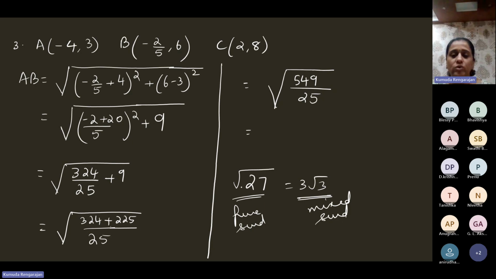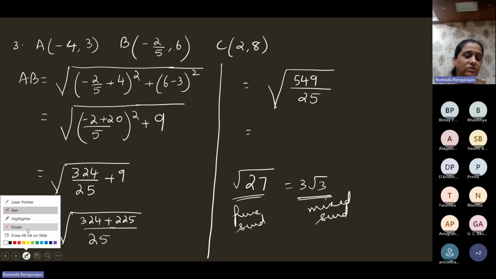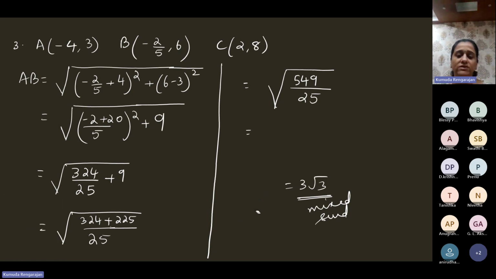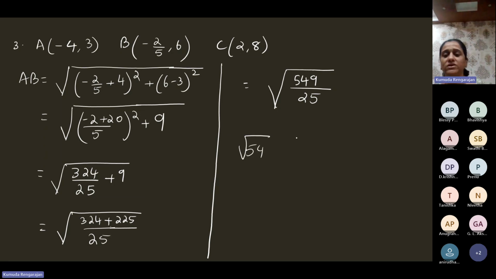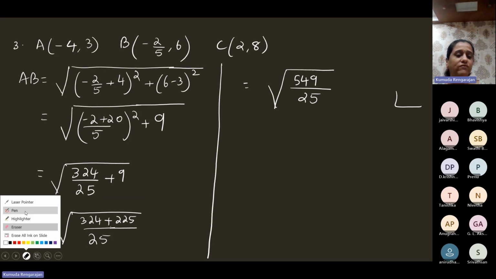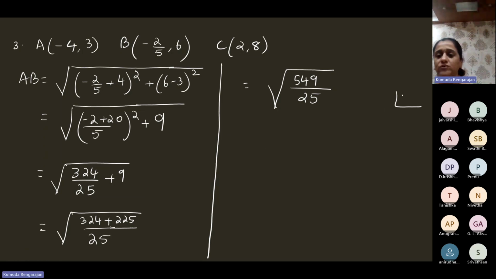When you have the square root of 27, you can write it as 3 root 3. So please find the prime factors of 549 and see if you can write that as a mixed surd. That's your job. Is it possible to express the square root of 549 as a mixed surd? Please work and tell me. I want the prime factors of 549.